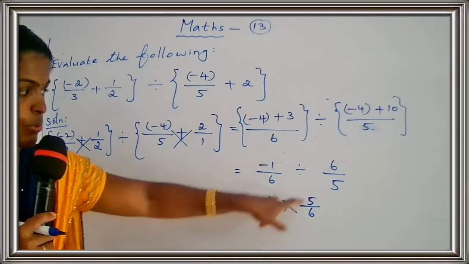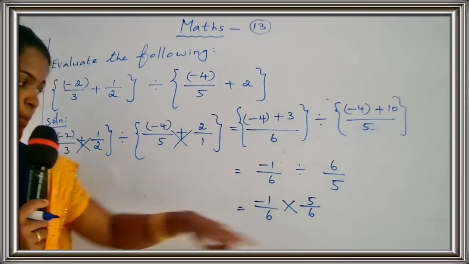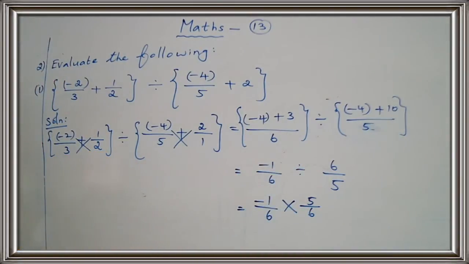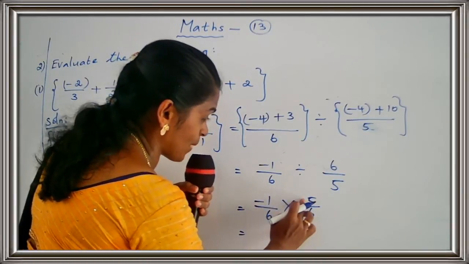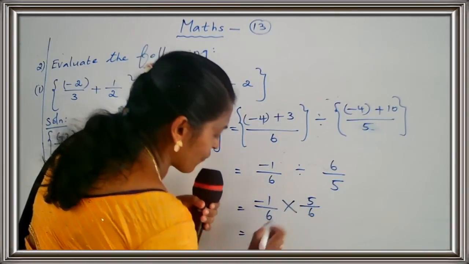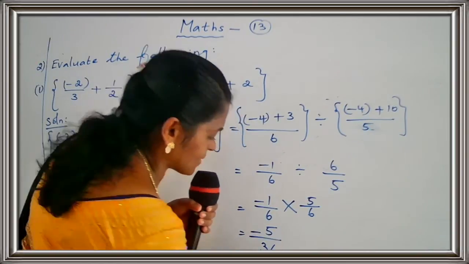Okay, so minus 1 into 5, minus into plus, minus. 1 5 is 5. So your answer is minus 5/6. 6 6s are 36. So your final answer is minus 5/36. Okay children, do you understand? Yes. Now you write it in your classwork note. Write without mistakes. Okay, your answer is minus 5/36.